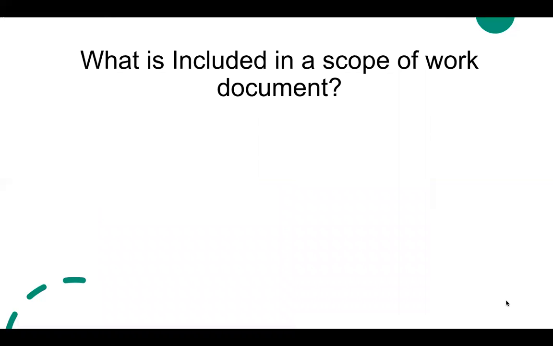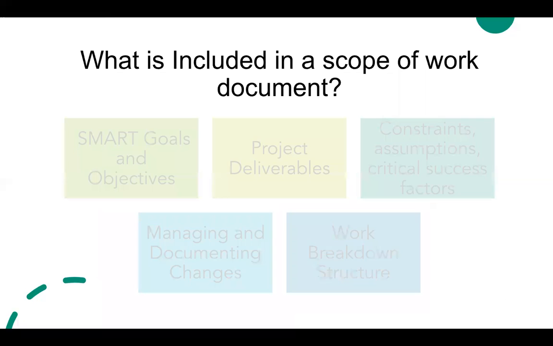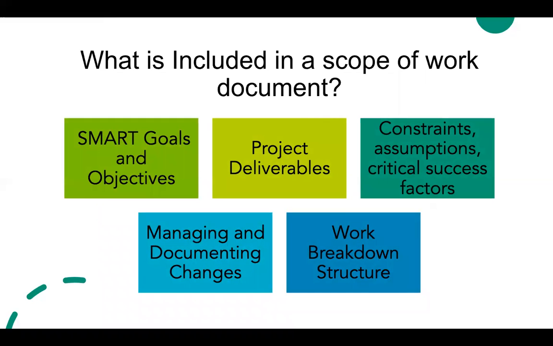What is included in a scope of work document? One of the first tasks done in the scope of work is developing the purpose of the project, specifically through outlining SMART goals and objectives. SMART is an acronym for specific, measurable, achievable, realistic, and timely. This can be used as a guideline when creating objectives for the project.